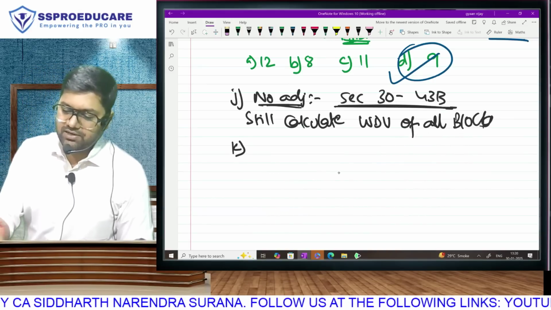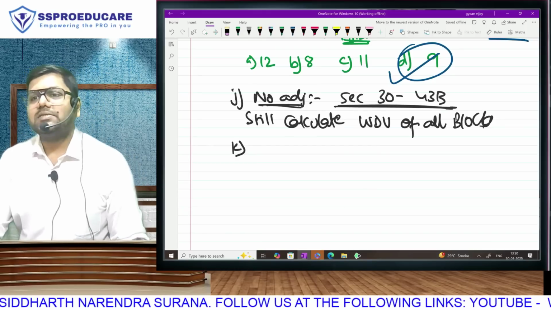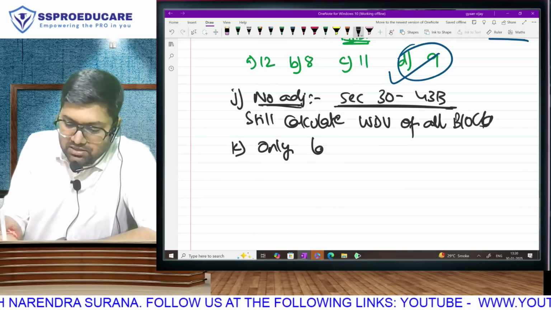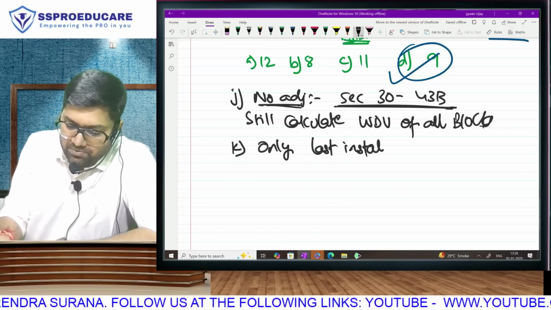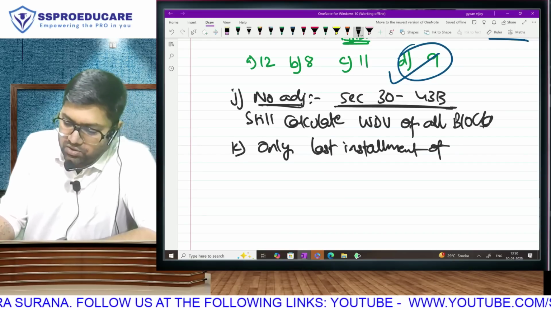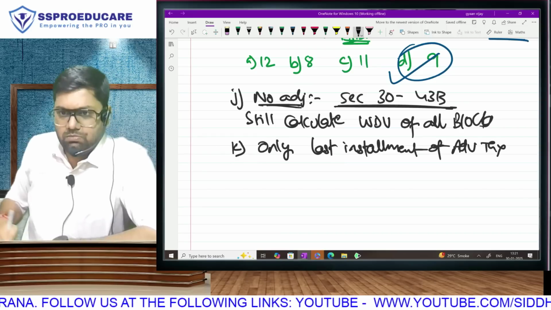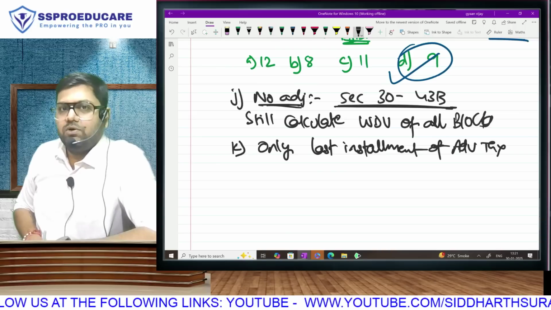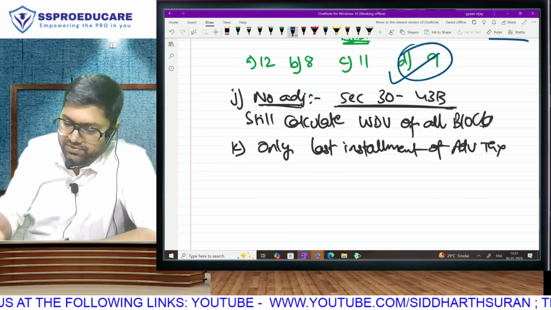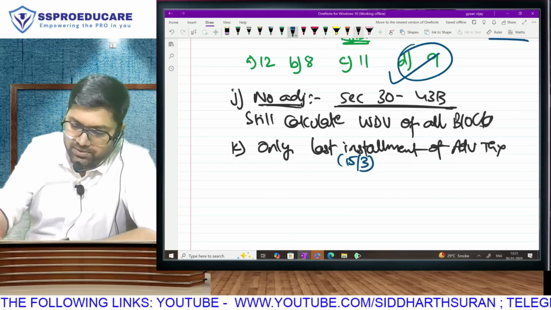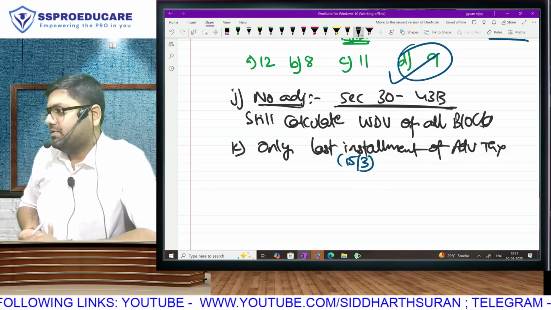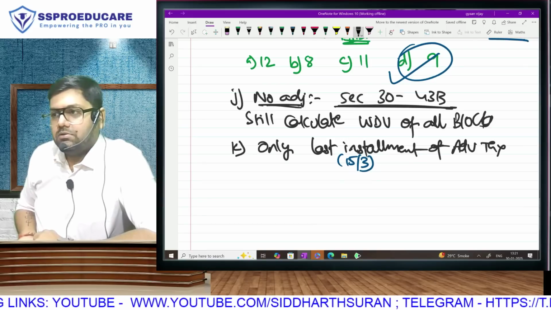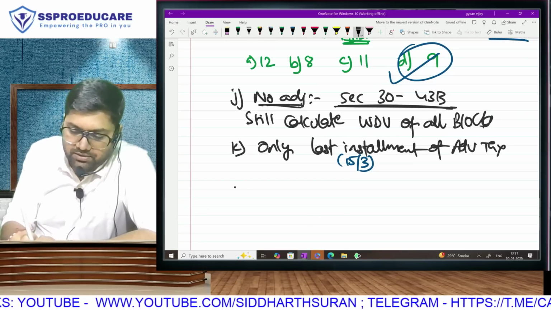Assessees in our country are supposed to pay some tax in advance in 4 installments. But anybody opting for presumptive taxation has to pay only the last installment of advance tax. You don't have to pay the first 3 installments. Only the 15th of March installment you have to pay. Is that understood, everyone?